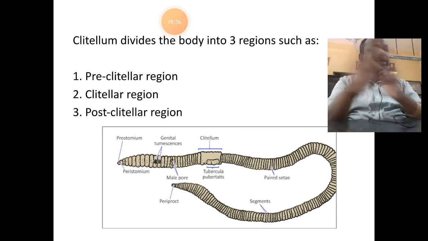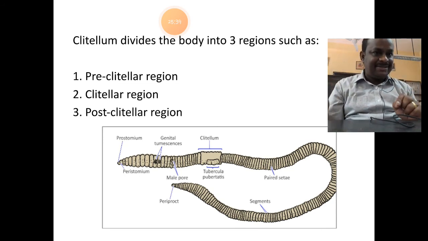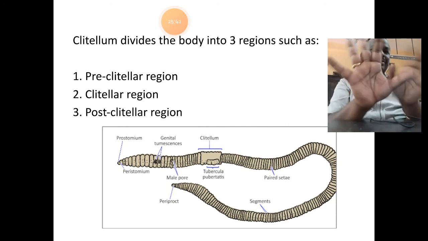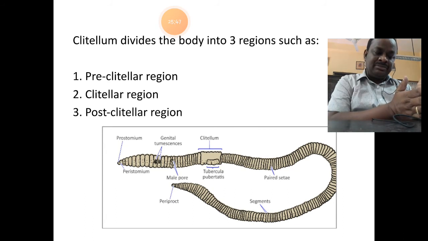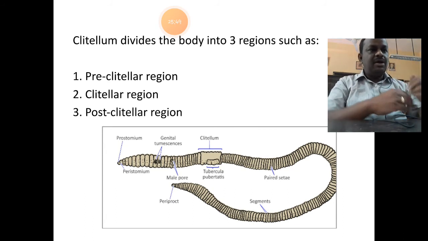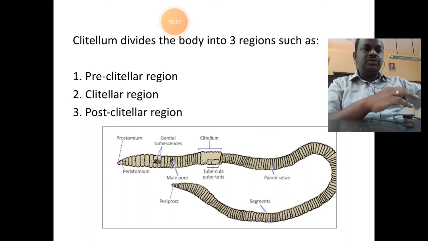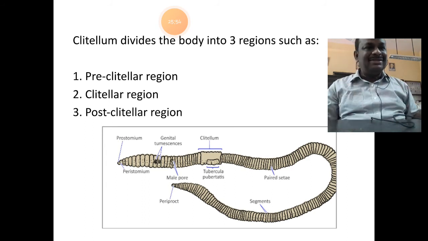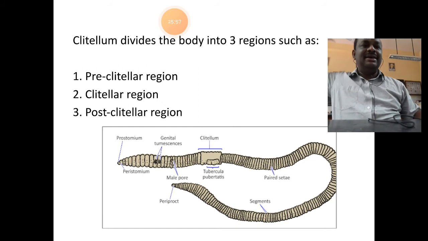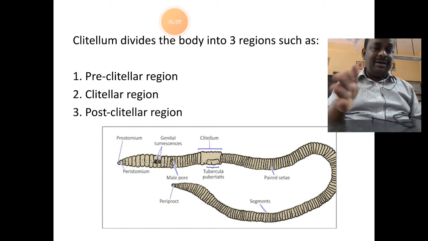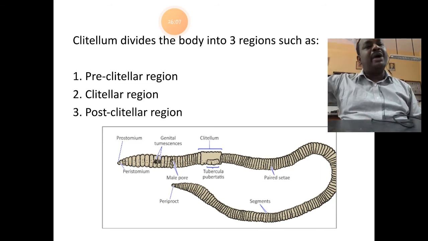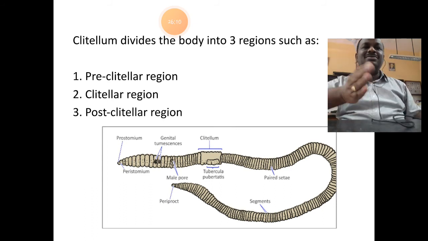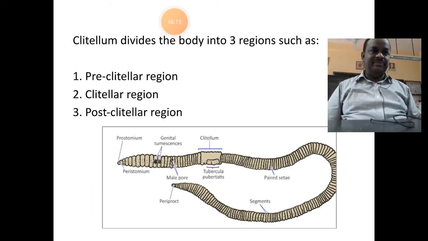In front of it, you have 13 segments, correct? Towards the anterior side. Because Clitellum has 14, 15 and 16 segments, towards one side you have 1 to 13 segments. On the other side, 17th segment onwards, the number will continue, and you know, the average number of segments present in the body of earthworm is 120. If that is the case, from the 17th segment to the 120th segment, you find the segments towards the other side of the Clitellum.